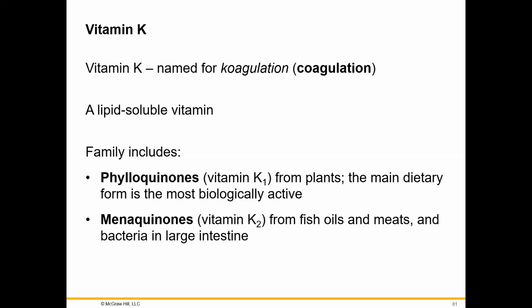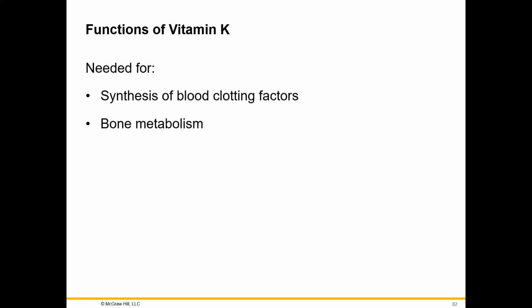Menaquinones are the variant primarily obtained from fish oils and meats. It's also synthesized by bacteria in the large intestine. And vitamin K2 plays a significant role in bone metabolism by regulating calcium deposition. That's going to promote bone formation and prevent calcification of arteries and other soft tissues. Again, why is it needed? We just talked about it: synthesizing of blood clots and also bone metabolism.